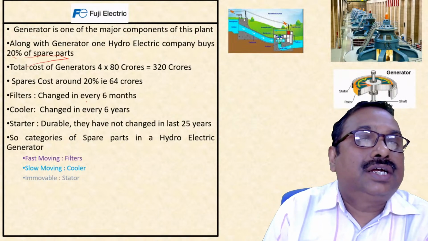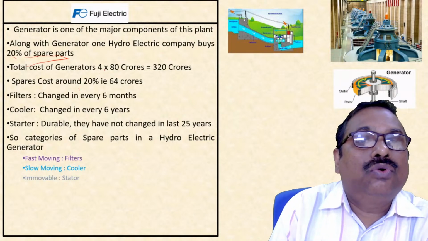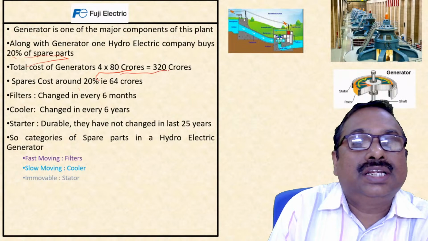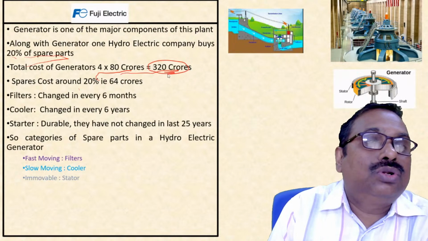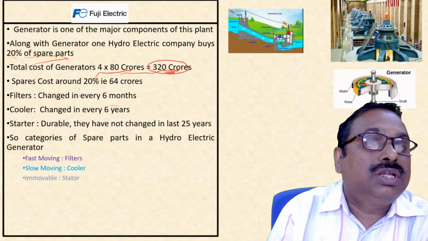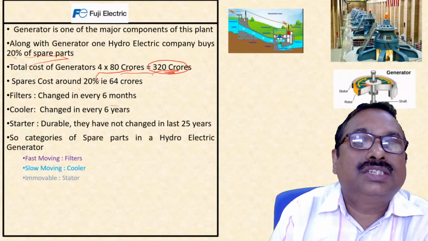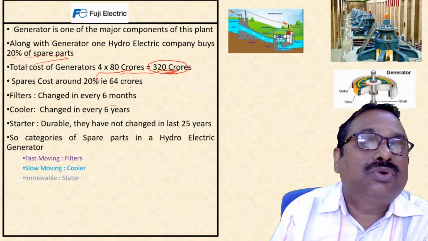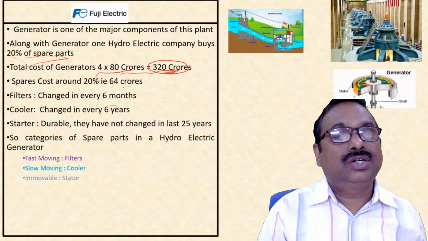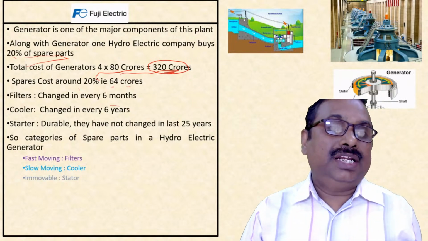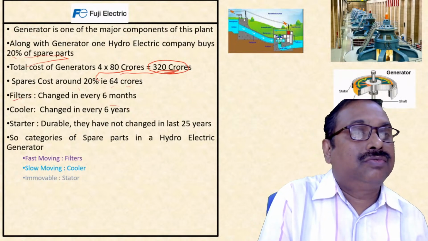If in today's date the cost of a generator is 80 crores, then 4 into 80 is 320 crores. This is the cost of the generators. And they have a rule that spare parts cost around 20%. That is 20% of this 320, which is 64 crores. That means they are handling spare parts of 64 crores. And there are many spare parts. So let us take one, that is the filter.